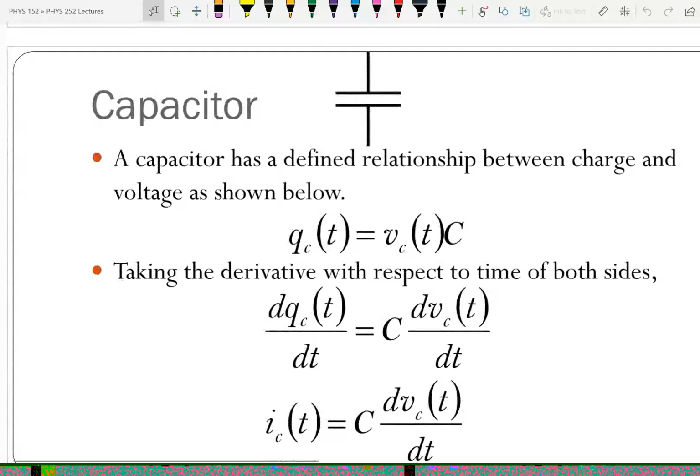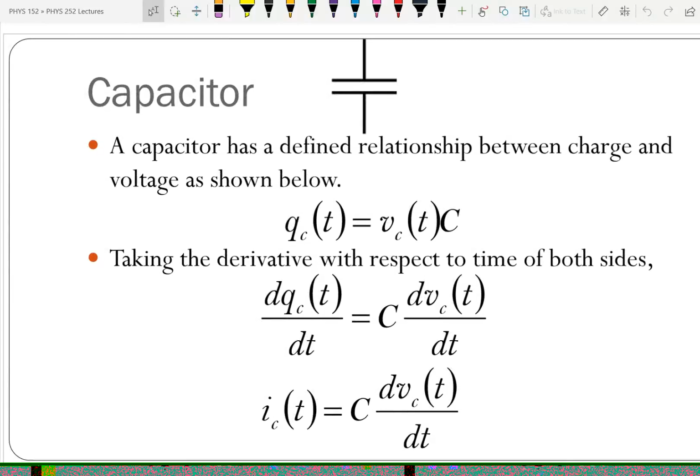For a capacitor, not so simple. A capacitor, we've gone through the stuff on this slide previously. We define the capacitance as the ratio between charge and voltage. So Q is equal to VC is our definition for capacitance, just rearranged.